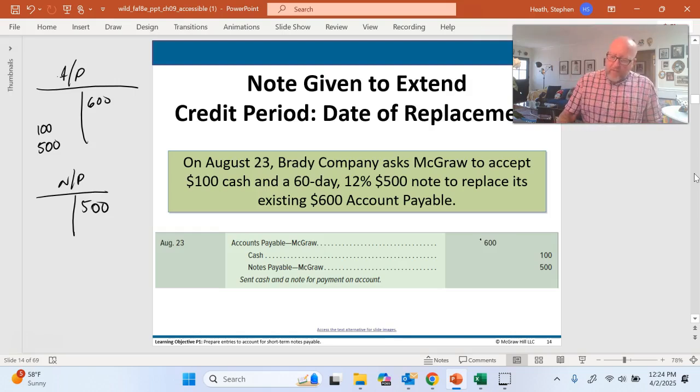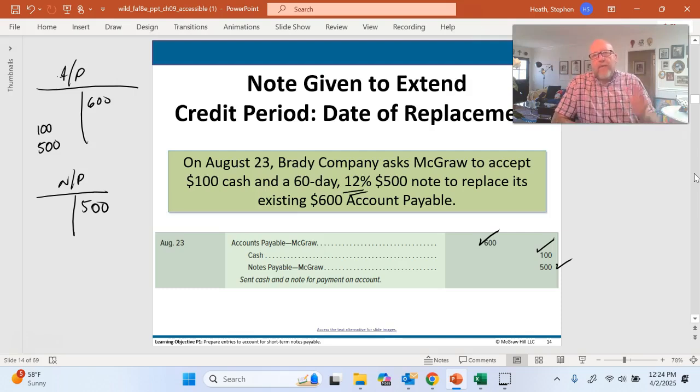So we would debit accounts payable for 600. That way we're satisfying the accounts payable obligation. We're obviously crediting cash for 100 because that is the part that we are satisfying now. And then the remainder, we will create a notes payable. And the note payable is subject to 12% interest.